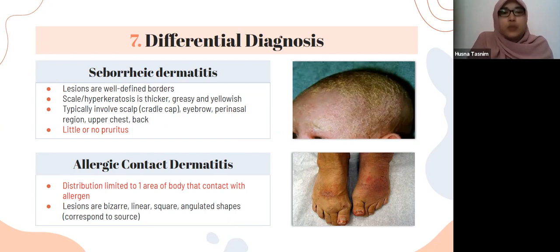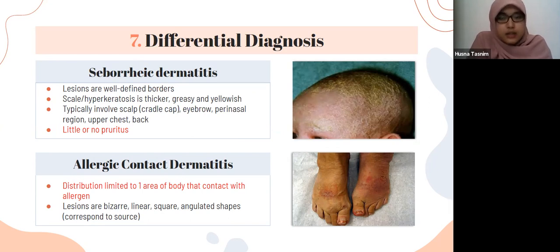The lesions have well-defined borders with thicker, greasy, yellow scales, which typically involve the scalp, or what we also call the cradle cap, like in this picture, the eyebrow, the perinasal region, the upper chest, and also the back. But how do we differentiate seborrheic dermatitis from eczema? Seborrheic dermatitis has little or no pruritus.